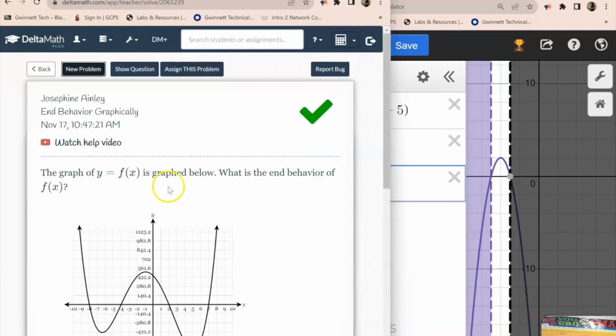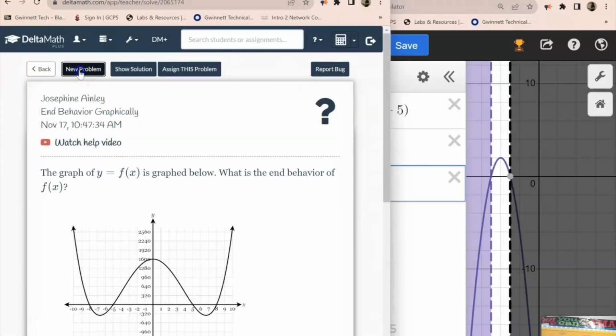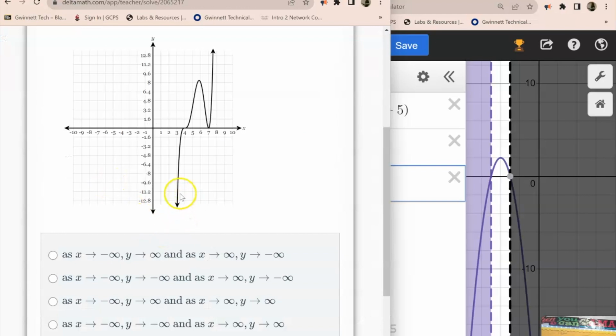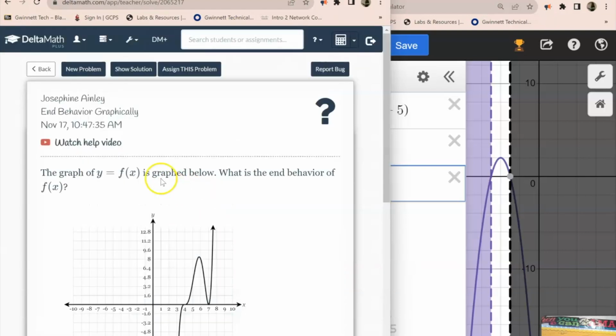All right, let's do one more where it's different. So that's the same. Here's different. This one's going to negative on the left and positive on the right. So I look for x is negative. It should be going to negative. So it's either this one or this one, and then positive on the right. That's negative, and this is positive.